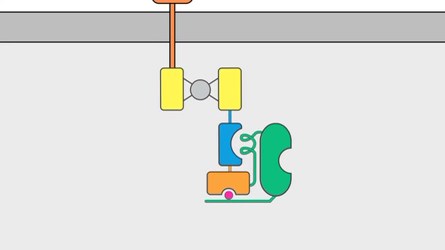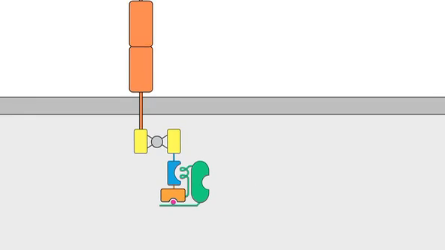LCK is attached to CD4 by a zinc ion, which bridges cysteine residues in each molecule. A phosphorylated tyrosine at one end of LCK is bound to an internal SH2 domain. This locks the kinase domain into an inactive conformation.